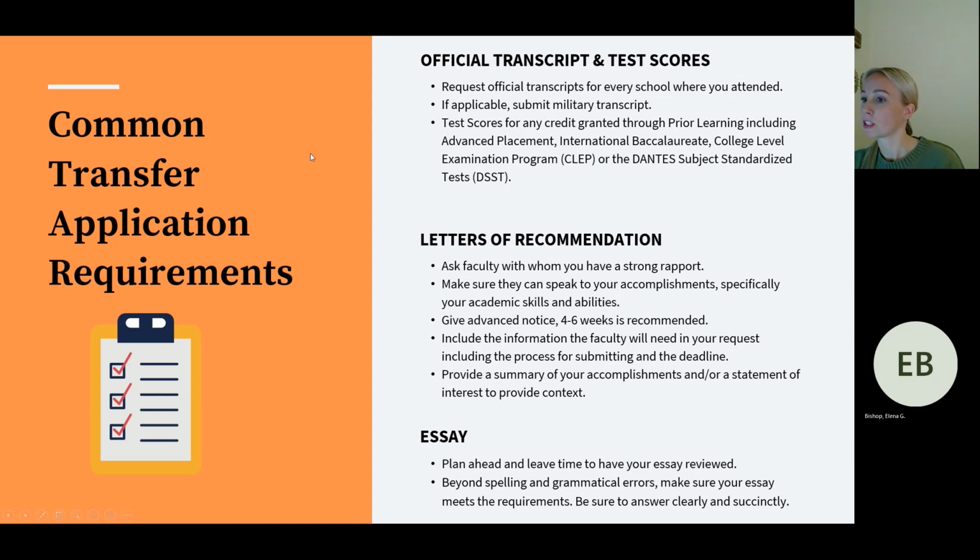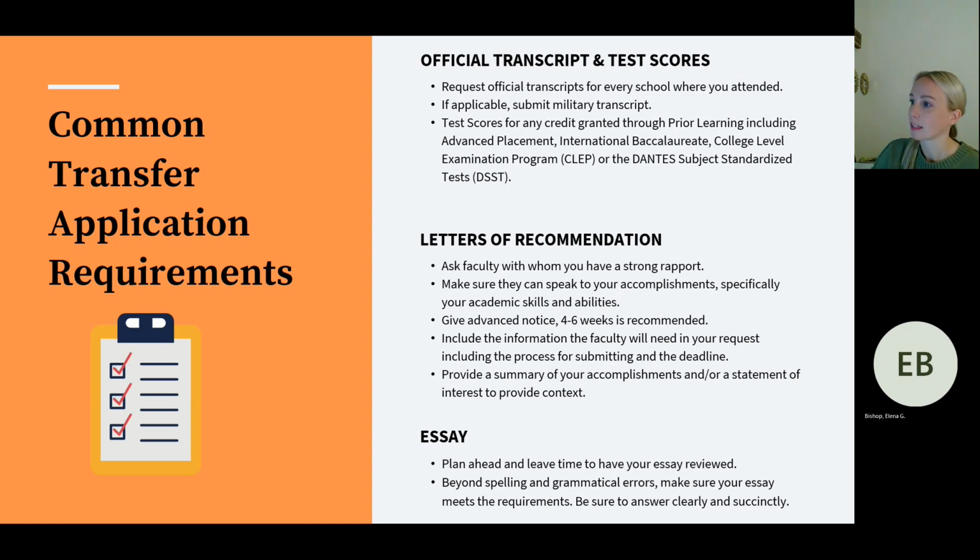So common transfer application requirements are for official transcripts to be submitted and test scores. Requesting official transcripts for every school where you attended. Sometimes, and more often than not, you may have begun classes and not completed them, but you still were enrolled and registered for courses reflected on an official transcript at a previous institution. You'd still be required to submit that.